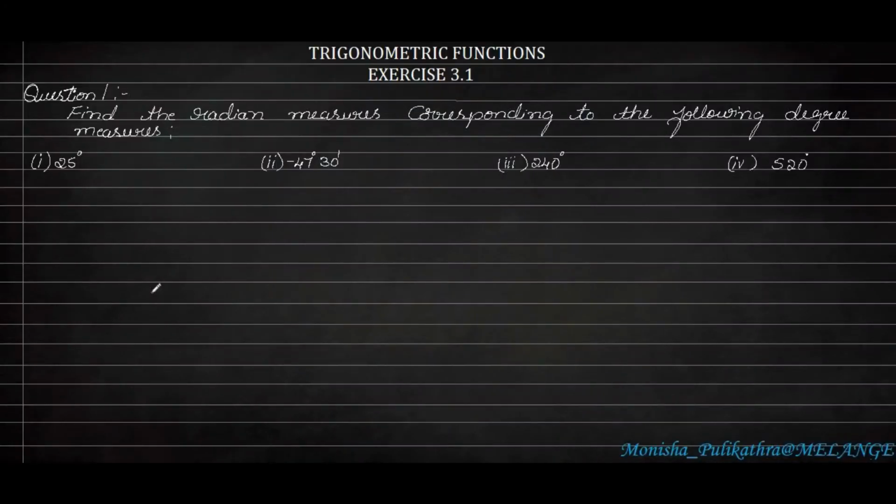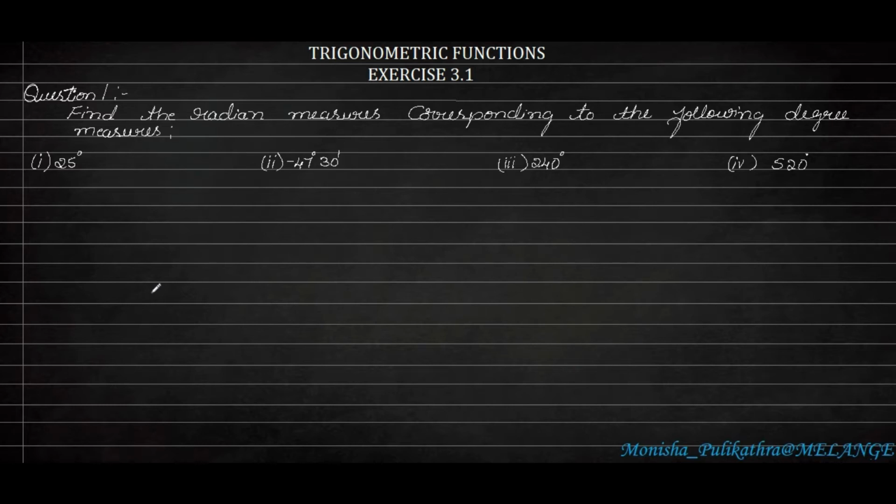So let us move on to the first exercise, that is exercise 3.1. In the first question, there are 4 sub-questions. We need to find the radian measures corresponding to the following degree measures. In the question, they have given the degree measures, and we have to convert them into radian measures.